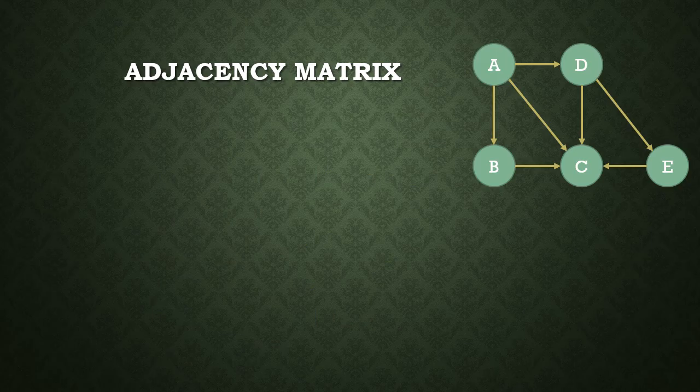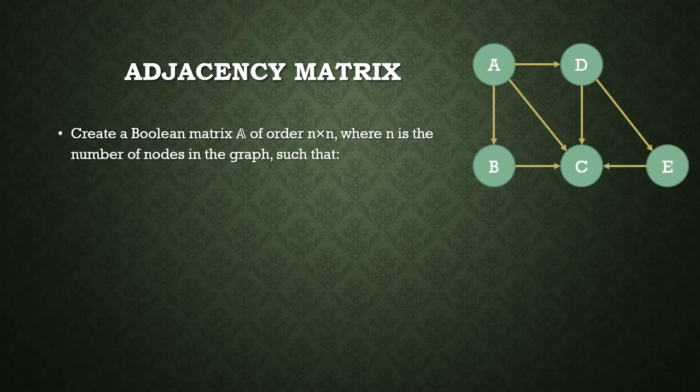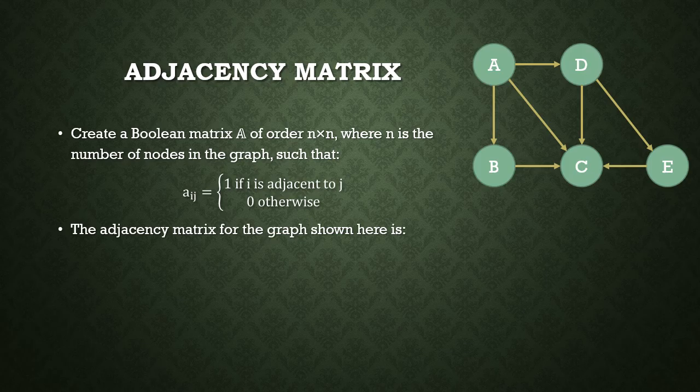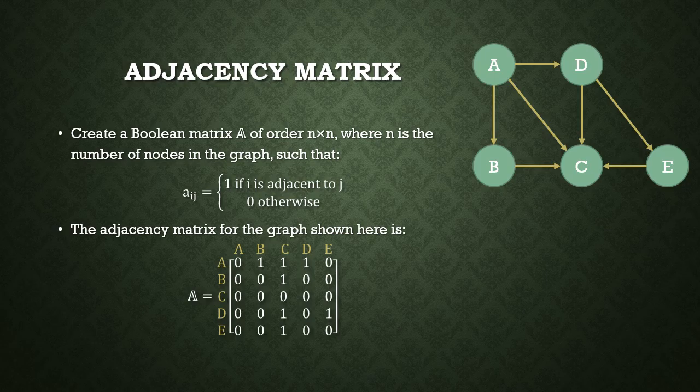The second way of storing a graph in memory is by the use of an adjacency matrix. Here we create a Boolean matrix A of order n by n, where n is the number of nodes in the graph, such that an entry Aij is 1 if i is adjacent to j and it is 0 otherwise. The adjacency matrix for the graph shown here is this matrix.